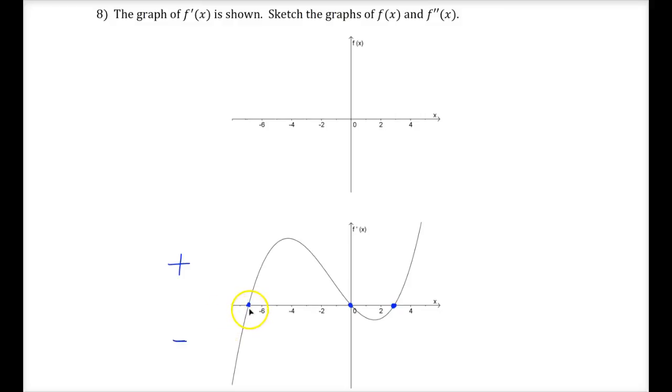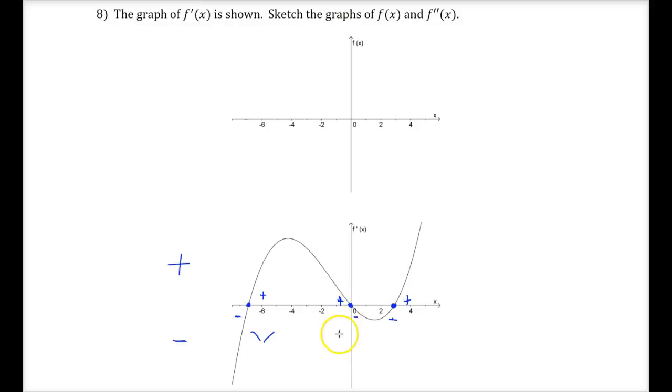So we see here at this x-intercept, which I'm believing is something like -7 here, the graph goes from being below the x-axis to above. And at 0, it goes from above to being below. And then at about almost 3 here, it goes from being below to above. So what this tells us, at x equals -7, the graph goes from being decreasing to increasing. So that looks like a local minimum.